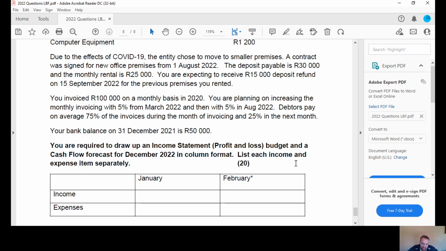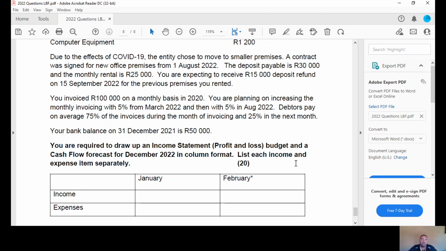Okay, and then it says you invoiced 100,000 Rand on a monthly basis in 2020. I presume that's a typing error. That must be 2021 because we're now doing 2022. So you are planning on increasing the monthly invoicing with 5% from March 2022 and then 5% in August. So I just want to make sure there. The 5% in August is based on the March number. So it's not 100,000 plus 5%, which makes it 105, and another 5%, which makes it 110. It's 5% on the 105. So you guys have got to work that out from August onwards.